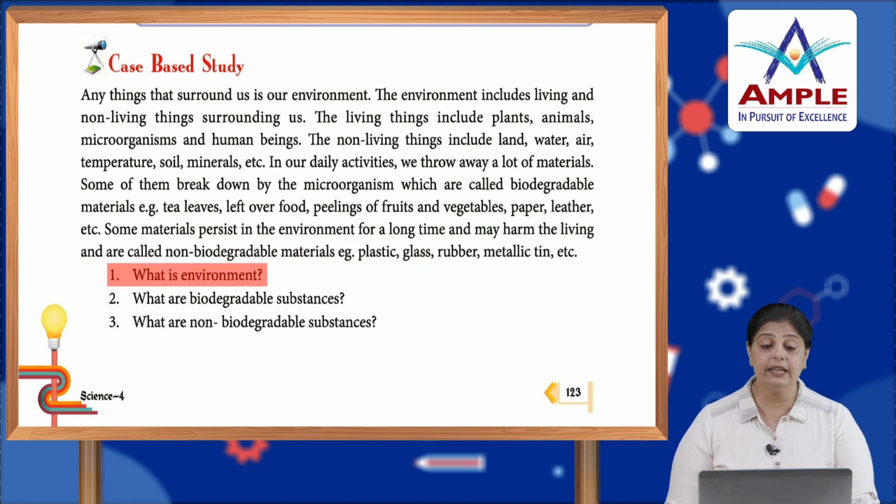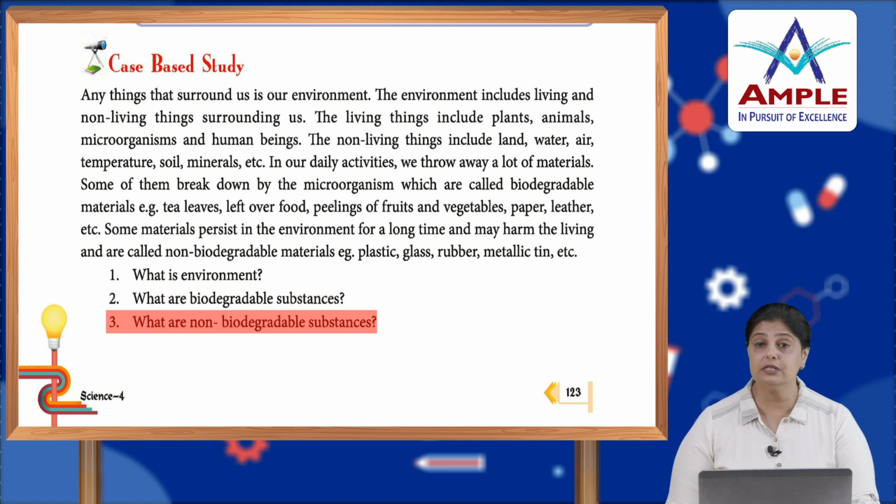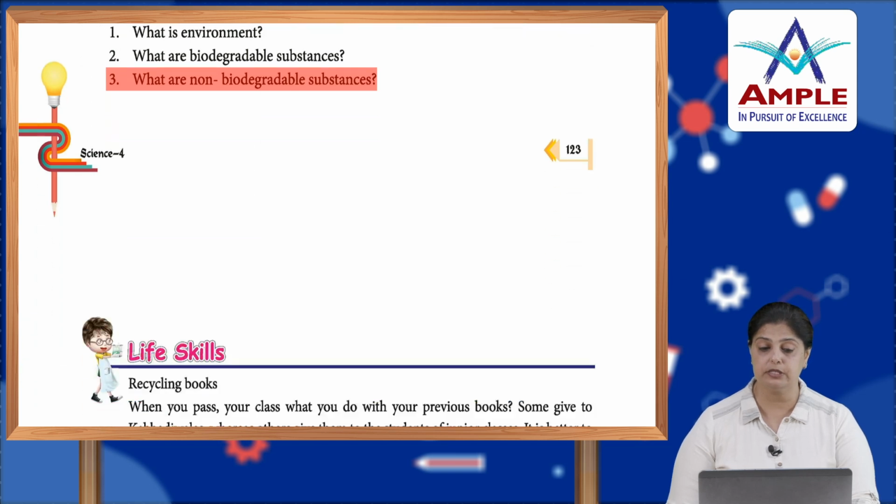Now, what is environment? Anything that surrounds us is environment. What are biodegradable substances? Substances that can be dissolved in nature, or the environment, that can be broken down by the microorganisms are called biodegradable substances. What are non-biodegradable substances? Substances that persist in the environment for a long time, and that can cause harm to the living beings are called non-biodegradable substances.